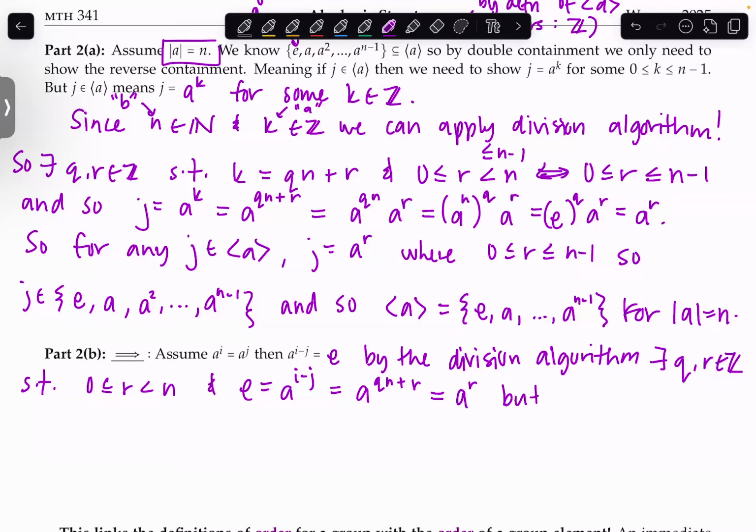Okay, but we have the following here, right? I know that this R value is less than the order of the element, the order of A, but I just found a way to rewrite my identity as A to that power. But if n is the smallest positive integer to do that, what does that tell me about R?